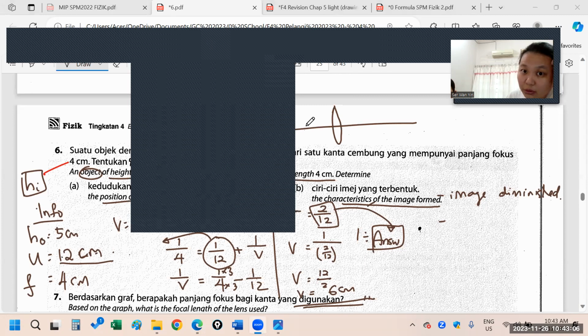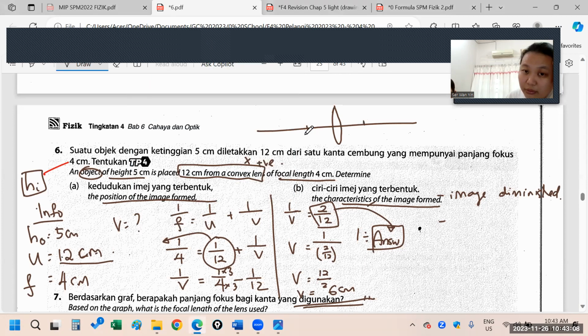Okay, then we draw F. Focal point F, focal length 4 cm. U is 12, means 2F is 8 cm. So actually U is behind 2F. Behind 2F.